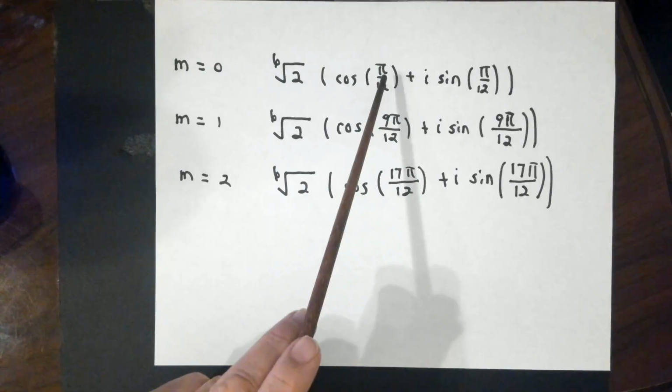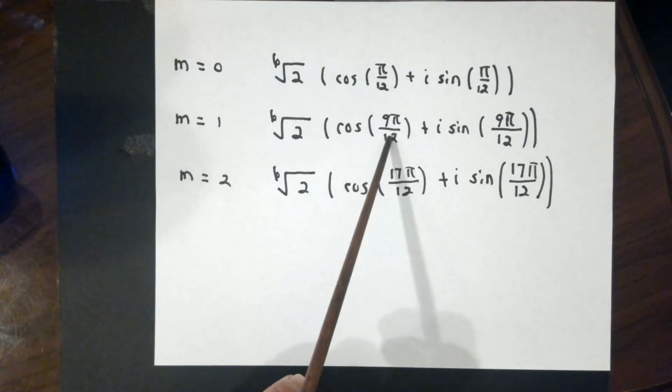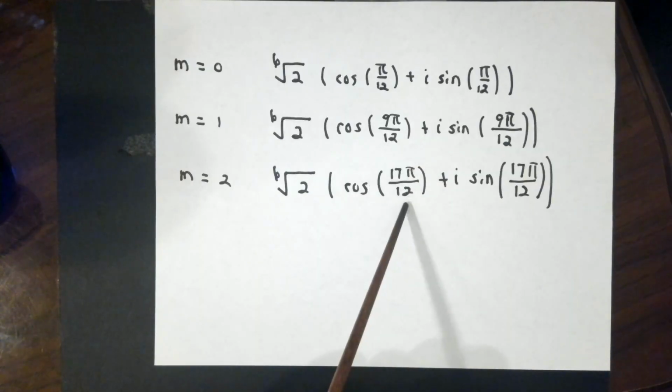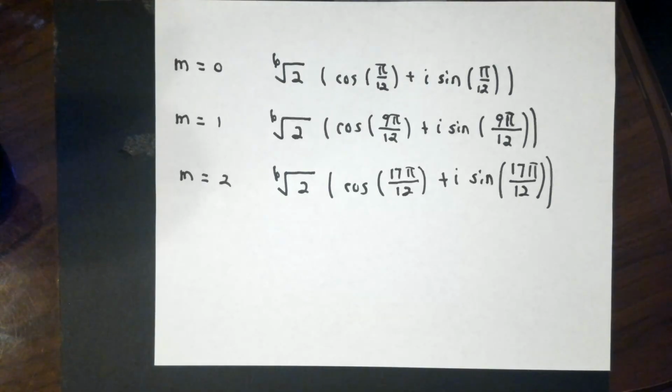So I have some angle. It gets bigger by a certain amount when I look at that one. And then when I look at that one, and then this one, it gets bigger by that same amount, 8 pi over 12. In terms of the angular position of these complex roots, they're going to be evenly spaced, which we might have suspected from when we looked at the cube roots of unity.